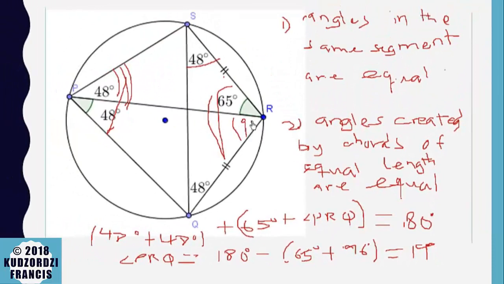This question is very cheap, but I know the angles created by chords of equal length will worry most of the students. But I taught this in a video before the exam. So if you watch my videos before the exam, you should be able to score this question easily.